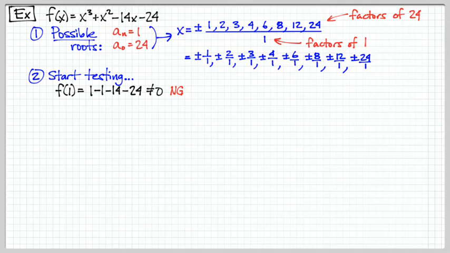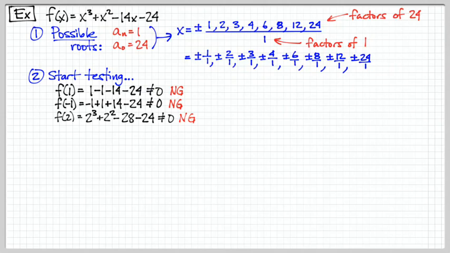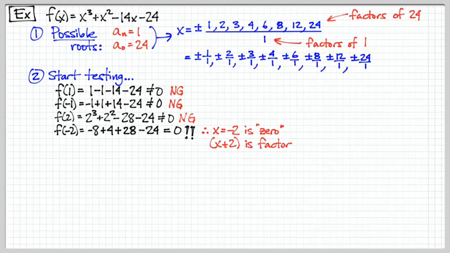We test it, one of the methods is just by plugging it in, plugging 1 into the function, and if it's equal to 0, then it's a root. Otherwise, it's not. In the case of f of 1, no good, not a root. f of negative 1, no good, not 0, not a root. f of 2, no good, not a root. f of negative 2 equals 0, yes. Therefore, x equals negative 2 is a 0. Therefore, x plus 2 is a factor.